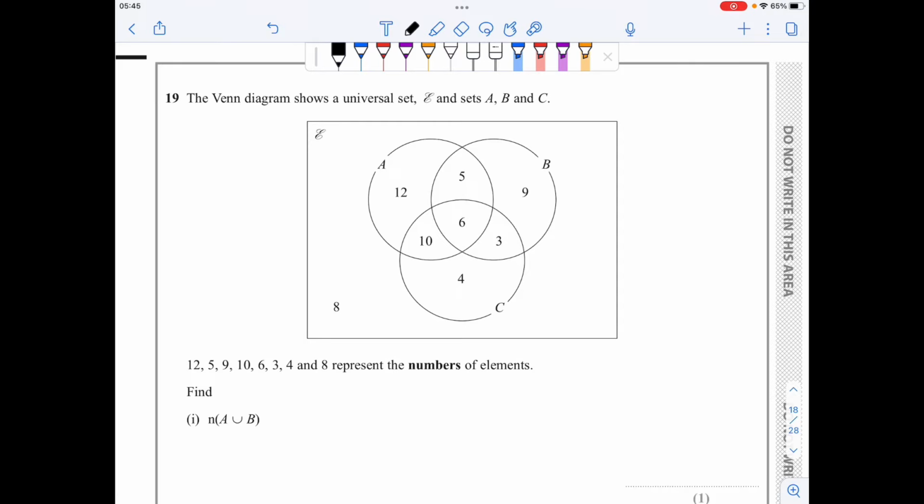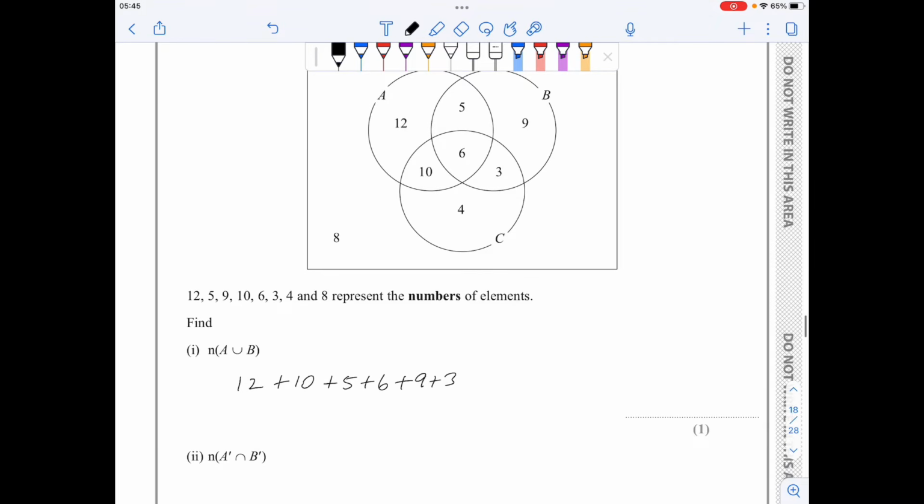In part I of question 19, I need the number of elements in A union B. A union B is this region here. So let's add these numbers. 12 plus 10 plus 5 plus 6 plus 9 plus 3 will give me 45.